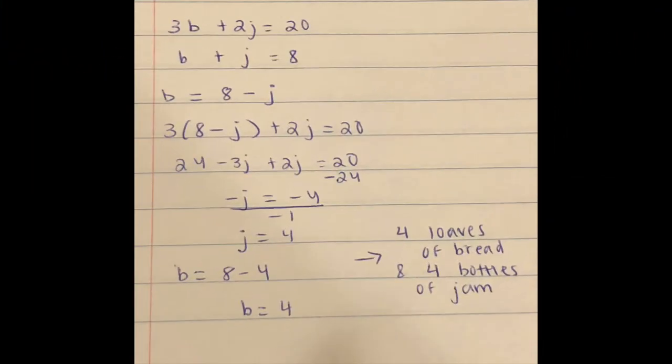Now we will solve the system of equations using substitution. First, we have solved the second equation for b to get 8 - j. Now we will plug this in to the first equation and simplify 3(8 - j) + 2j = 20 to get the value j = 4, which means she will buy 4 bottles of jam. We can then substitute this into our solved equation b = 8 - j to get b = 4, which means she will buy 4 loaves of bread and 4 bottles of jam.